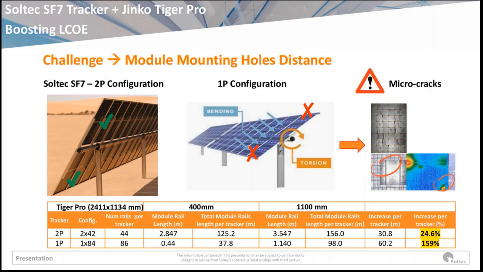So what we have here is, if we go from 400 millimeters to 1,100 millimeters, the increase of rails in the case of 2 portrait tracker is going to be 24.6%, but in case of the 1P configuration, we can see in the right part, in the bottom part of the table, that for the 1P configuration tracker, it's going to be more than triple. It's going to be 159% more rails than they had with the other configuration mounting holes.